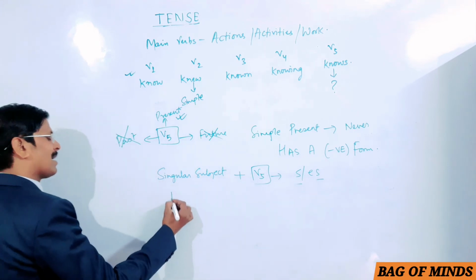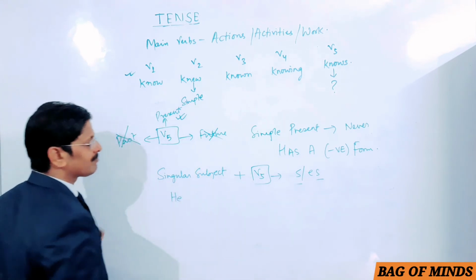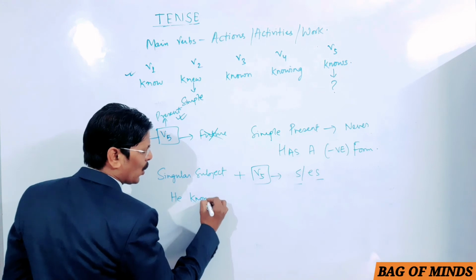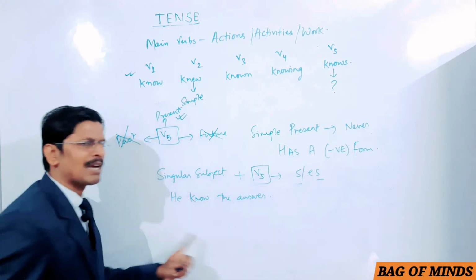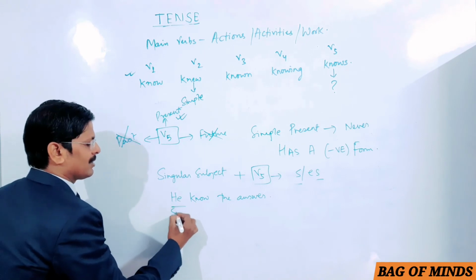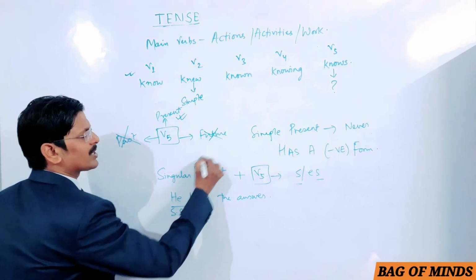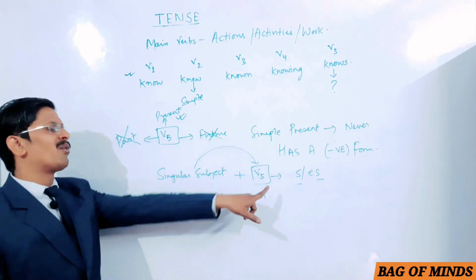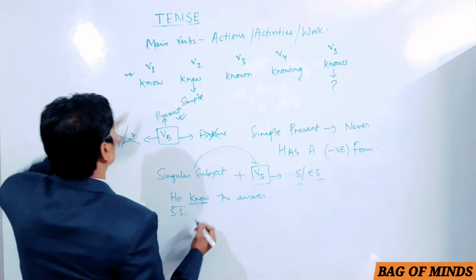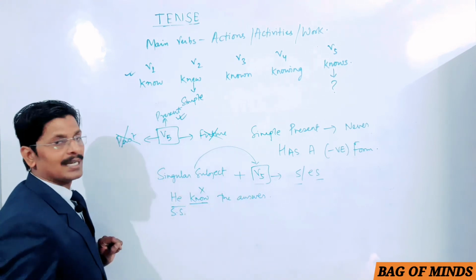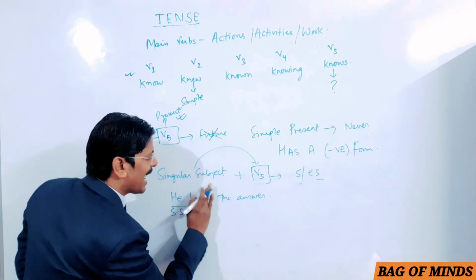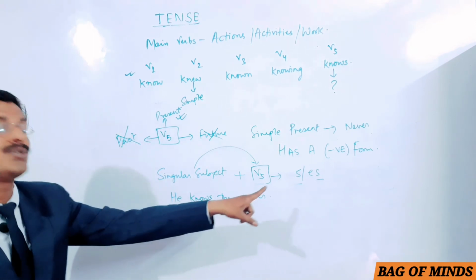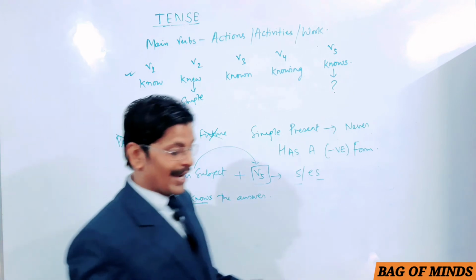So let's take an example. Singular subject, he, know the answer. Check. He, singular subject, no. With singular subject in positive form, what do we use? V5. Now check no. No is V1. That means it is incorrect. In order to correct it, I will have to make it as V5. He knows the answer. That's how it will be correct.